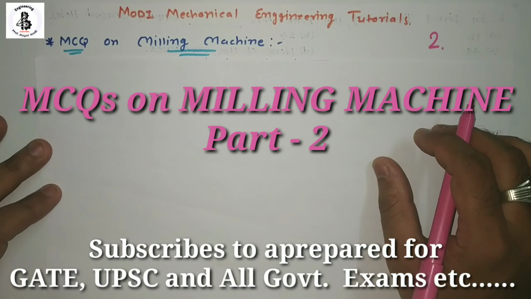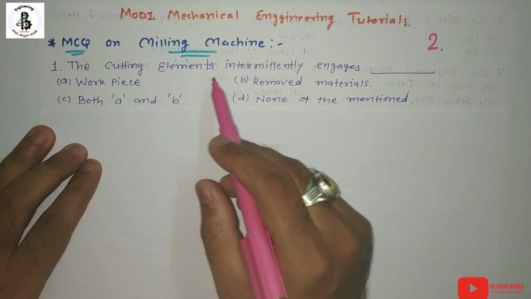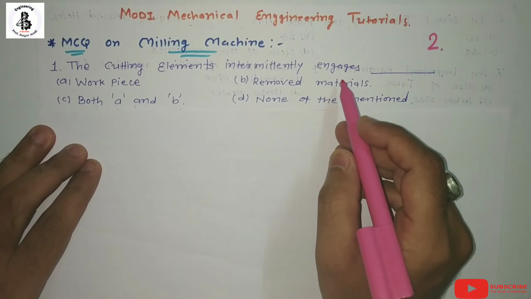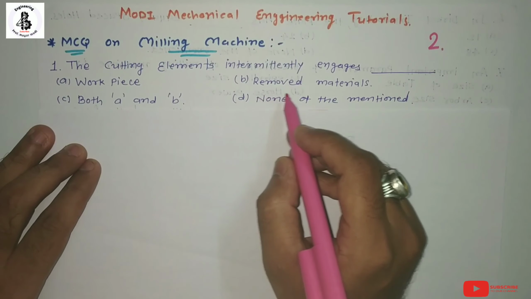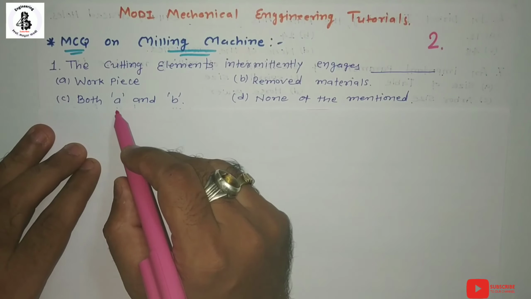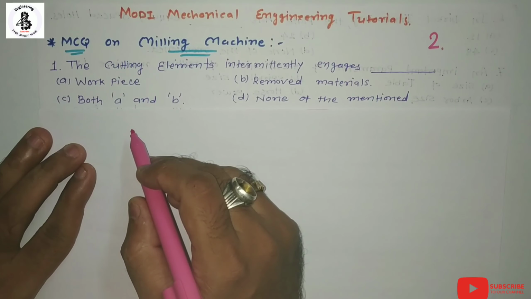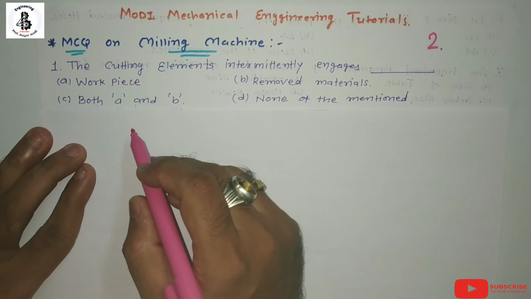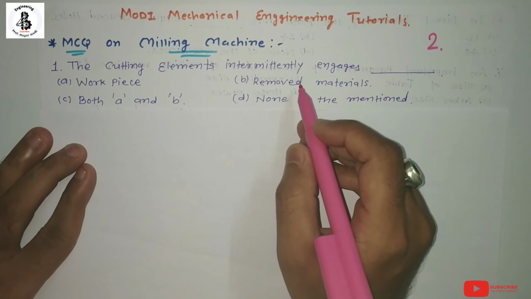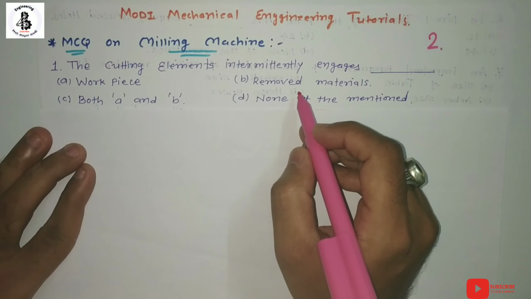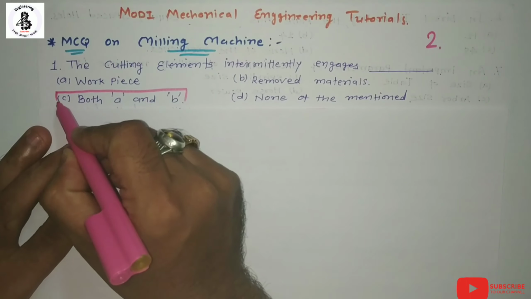So let us start with our question number 1 on milling machine. The cutting elements intermittently engage with option A, workpiece, option B, removed materials, option C, both A and B, option D, none of the mentioned. So basically, during the cutting operations on milling machines, the cutting elements intermittently engage with the workpiece as well as the removed materials. So that will be option C, both A and B.